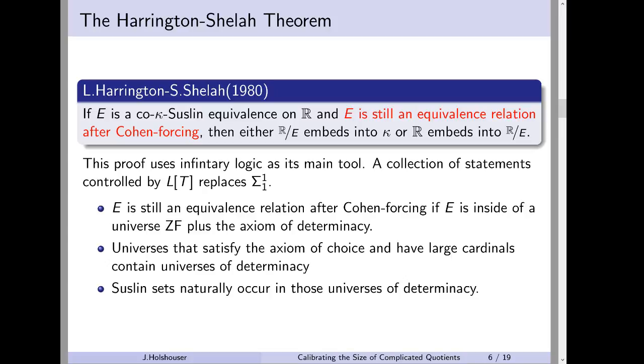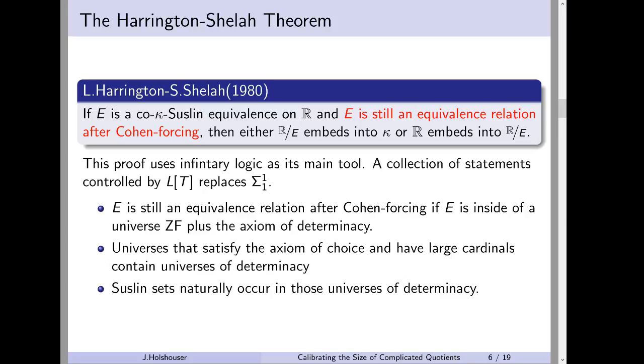A natural way to ensure that it doesn't break is to shove your equivalence relation inside of some universe of determinacy. This is not to assert that determinacy is somehow true. What we're using is the fact that universes of the axiom of choice with large cardinals have inner universes of determinacy, and that pretty much the only way to get interesting Suslin sets comes from inside models of determinacy in the first place. So if they're already living there, and that's what you need to get Harrington and Shelah to work, just work there in the first place, and even gain some control about where your embeddings are coming from, right?